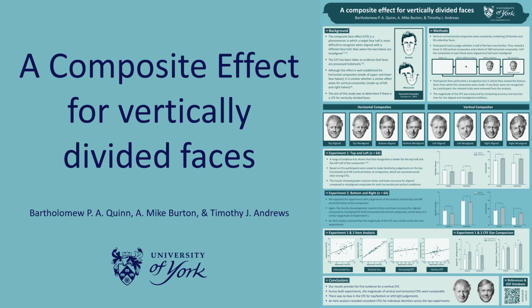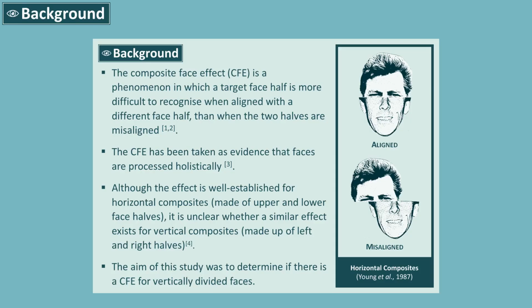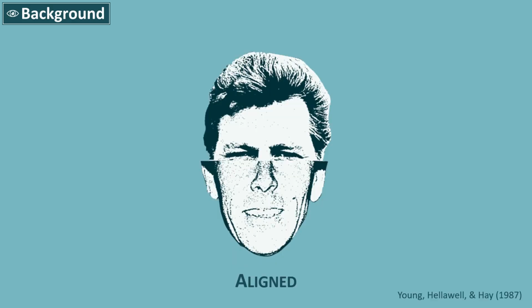I'd like to walk you through my poster on a composite effect for vertically divided faces. The composite face effect was first described by Young, Hallowell and Hay in 1987, and is a phenomenon wherein if two halves of different identity faces are aligned to resemble a single face, it becomes more challenging to recognize the component identities compared to when the two halves are misaligned.